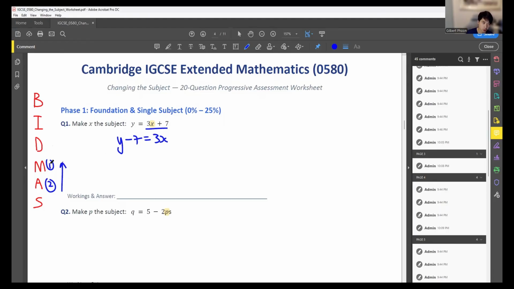And then do the multiplication part, which is now division, y minus 7 over 3. This would have been my subject. This would have been my answer here. x equals y minus 7 over 3. Then I could just write it here.